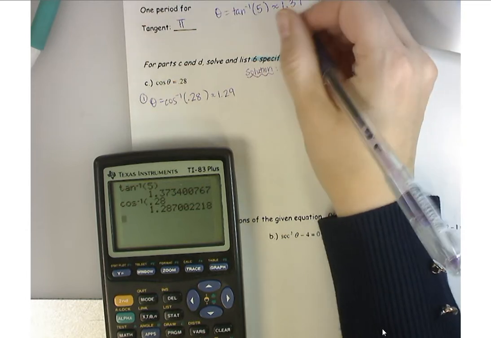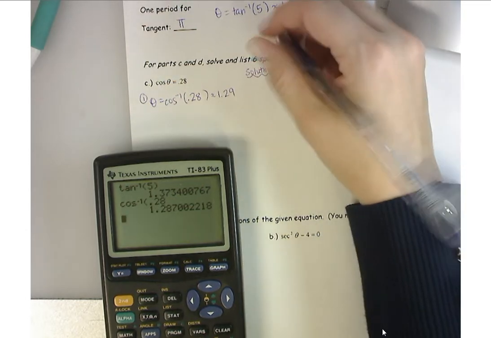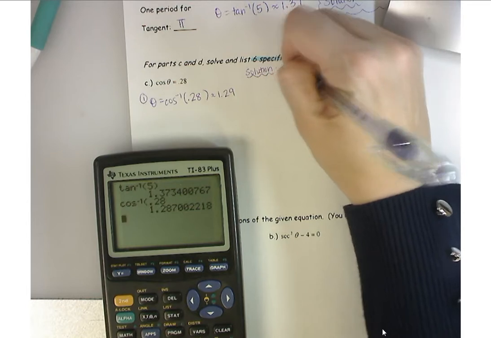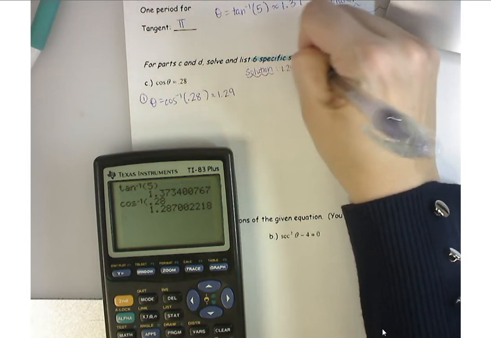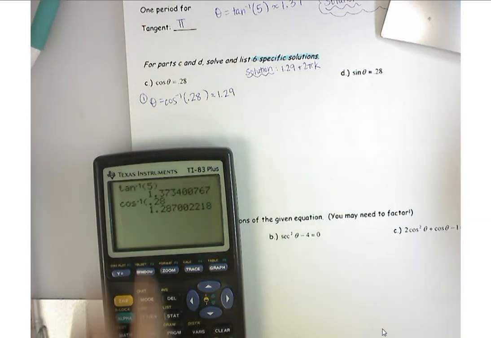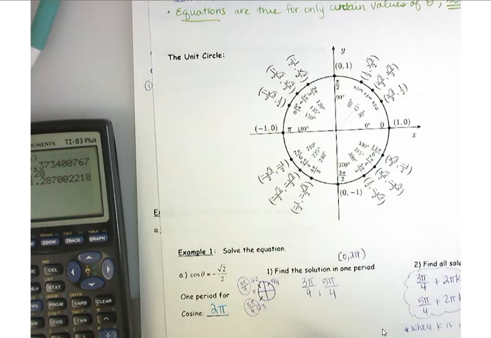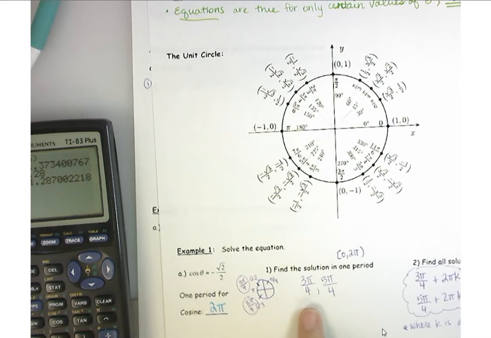So what's the period for cosine? Is it pi or is it 2 pi? 2 pi, okay? So one of my solutions is 1.29 plus 2 pi k. But let's think back to the last one that we did that was cosine. So if we look at the front, remember for cosine how we had 2 places?